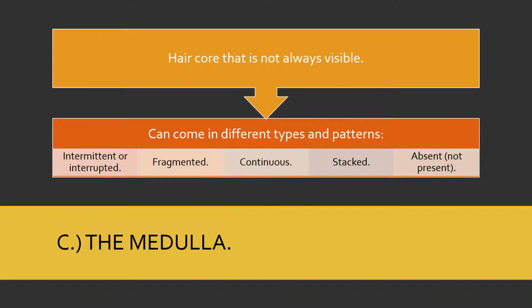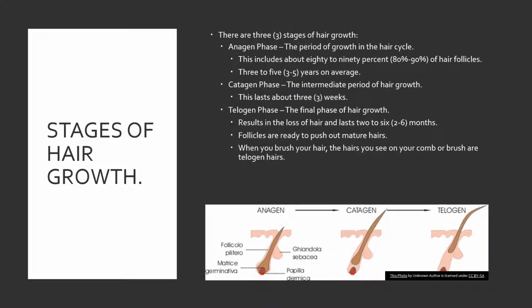The medulla, the hair core, that is not always visible. Now, the medulla can come in different types and patterns: intermittent or interrupted, fragmented, continuous, stacked, or absent, not present at all.